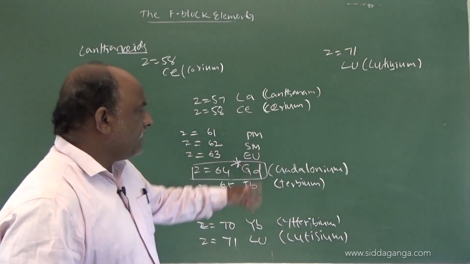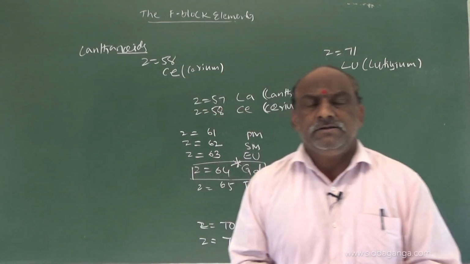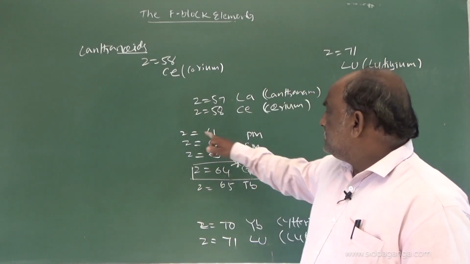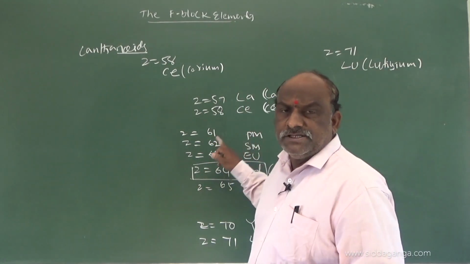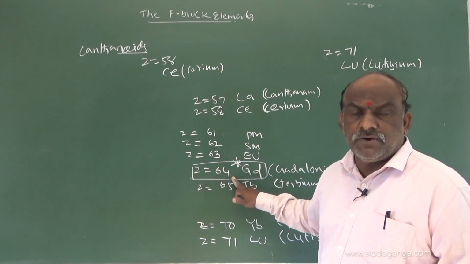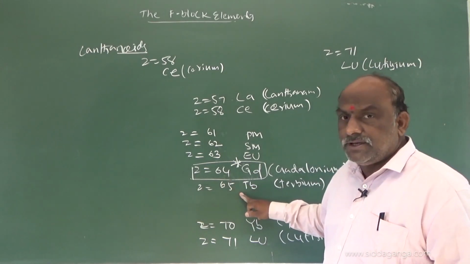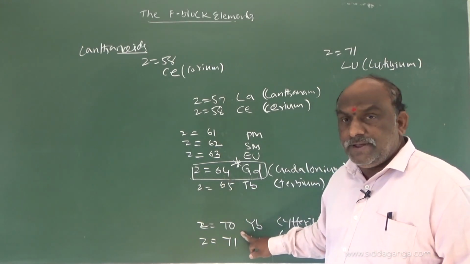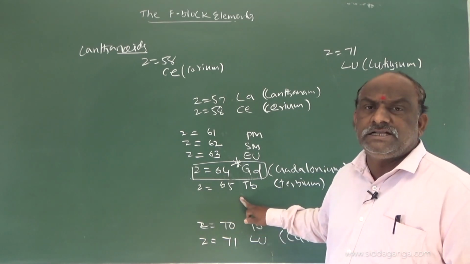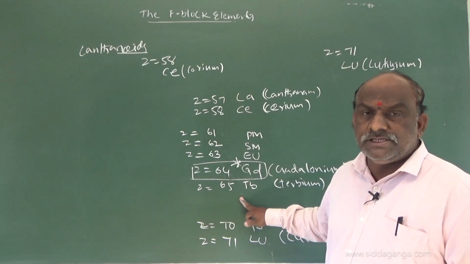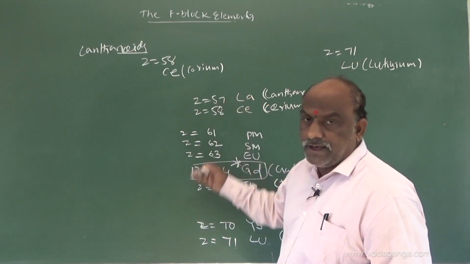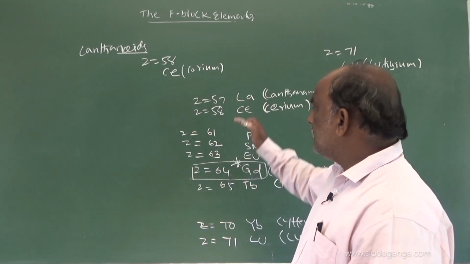So at minimum we are required to revise these elements, because we expect questions from these elements only. Z equals 61 promethium, 62 samarium, 63 europium, 64 gadolinium, 65 terbium, 70 ytterbium, 71 lutetium. Before 70, one more element is there, that is Tm, thulium, and different types of more elements are there, total 14 elements. Out of those 14 elements we have to revise these.